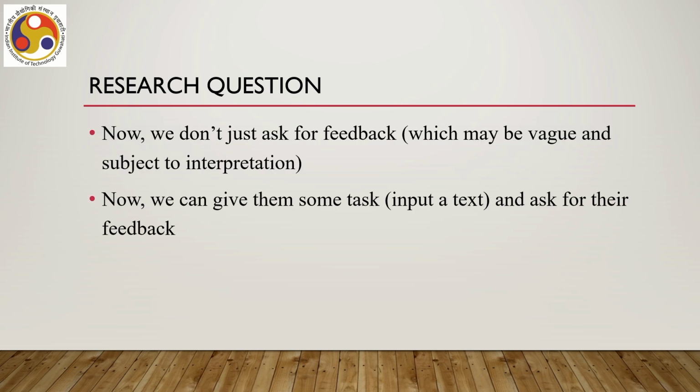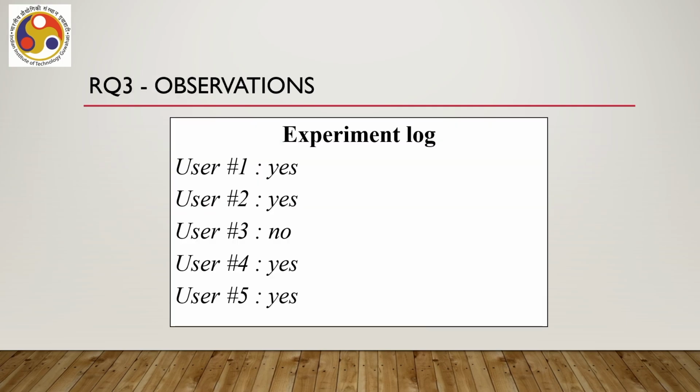Now, in this case what changes? We do not just ask for feedback, which may be vague and subject to interpretation, as we have just seen. Now, what we are trying to collect is, we give them some task, that is input a text and ask for their feedback, which is less prone to subjective interpretation. So, now let us see what kind of feedback we can expect from the users.